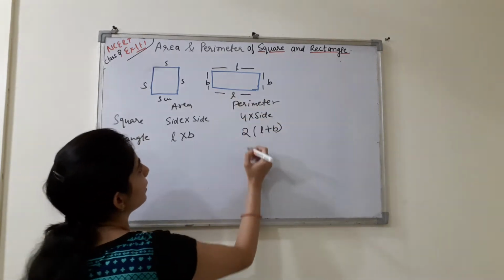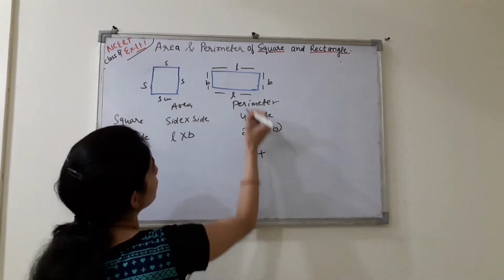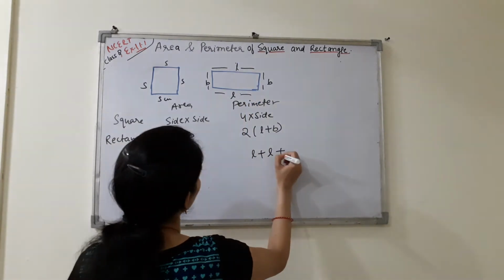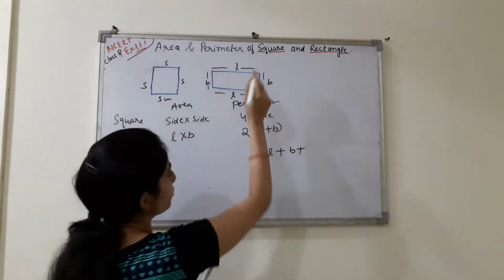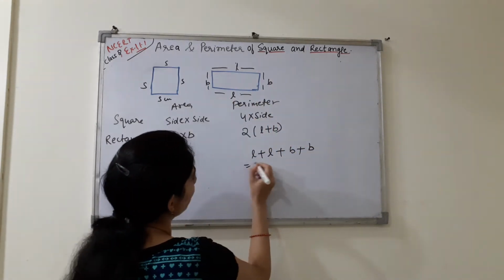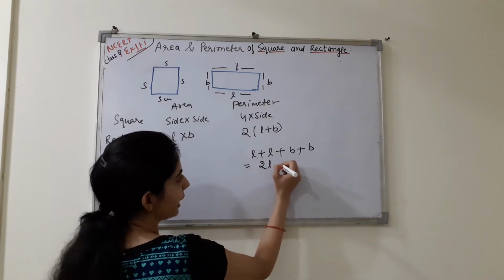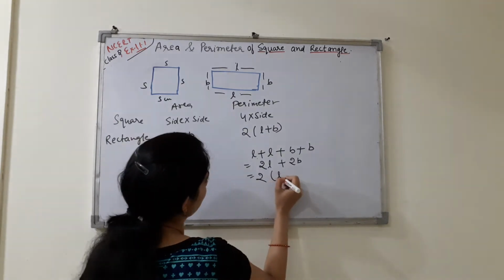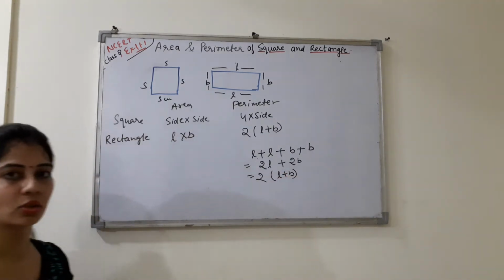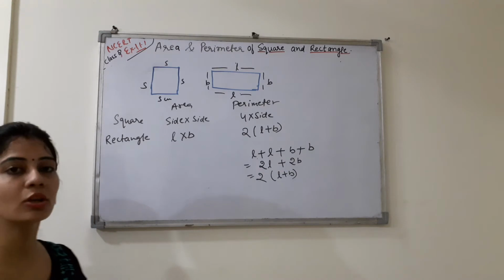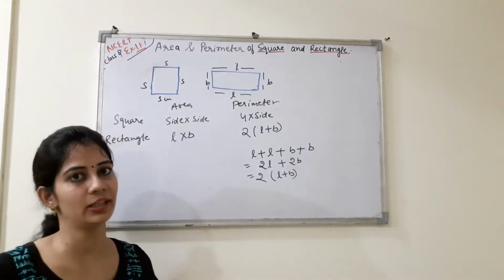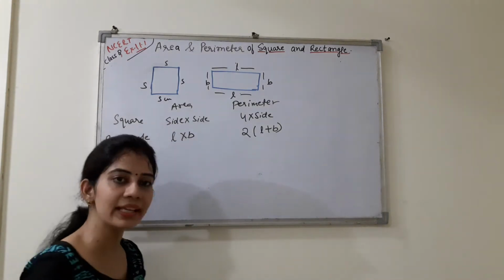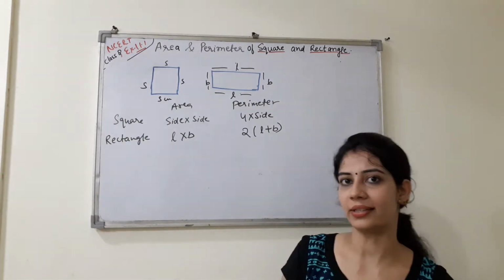Now how? See, here if this is L, this is also L, its opposite side will also be the same. Now this is B, then its opposite side will also be B. So how many times do we have L? 2L plus 2B. Now we can take 2 as common, so it will be 2 times L plus B. So we can say that the perimeter of a rectangle will be twice of length plus breadth, right? So this is the formula to find the area and perimeter of a square and rectangle, right?